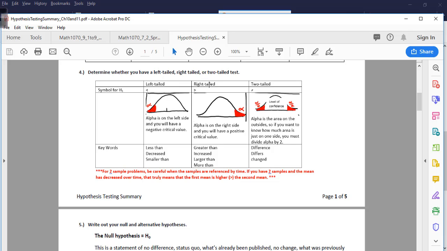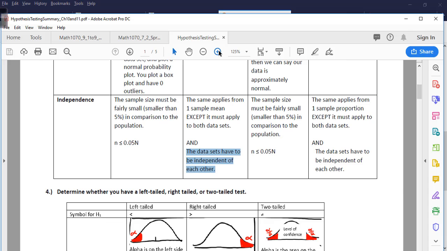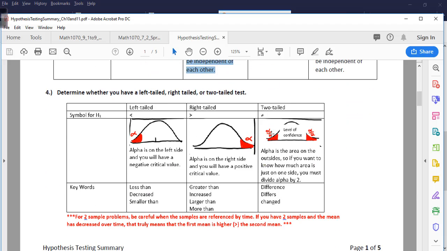If it's a right tail test, the symbol that you're going to be using is greater than. The keywords you're looking for: greater than, increased, larger than, more than. Alpha is going to be on the right hand side. Two tail test, the symbol that you're using is not equal to. And in a two tail test, alpha is split over both of these ends. The keywords that you're looking for in the problem: difference, differs, changed. With two samples in chapter 11, you need to be very careful about looking at time. Be very careful about time problems.